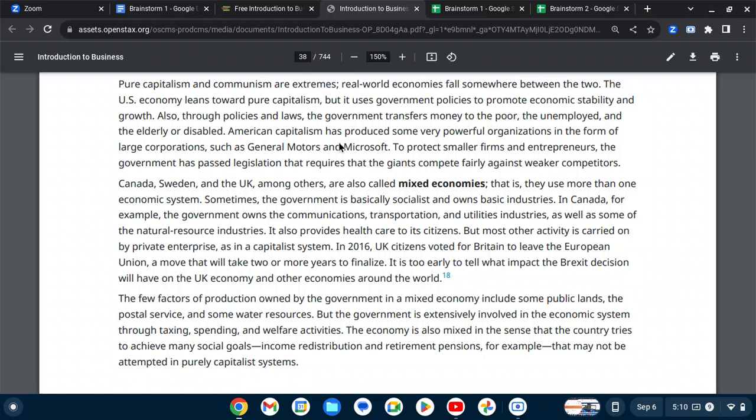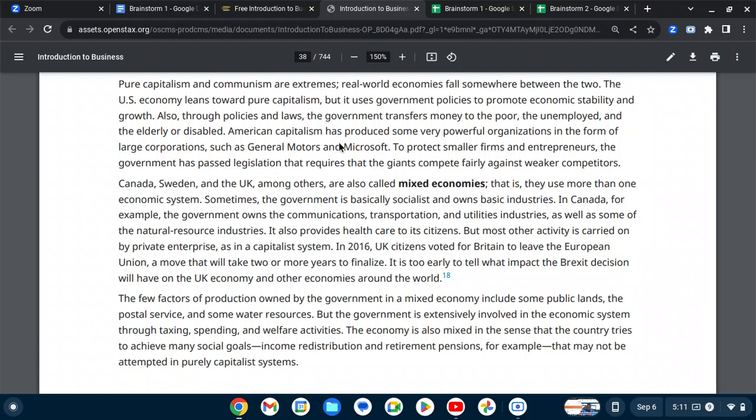To protect smaller firms and entrepreneurs, the government has passed legislation that requires that the giants compete fairly against weaker competitors. Canada, Sweden, and the UK, among others, are also called mixed economies. That is, they use more than one economic system. Sometimes the government is basically socialist and owns basic industries. In Canada, for example, the government owns the communications, transportation, and utilities industries, as well as some of the natural resources industries. It also provides healthcare to its citizens, but most other activity is carried on by private enterprise, as in a capitalist system.